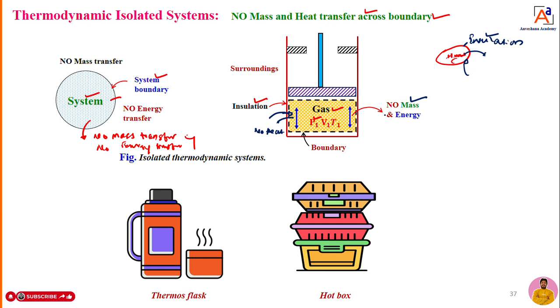So in this isolated system, no mass is transferring and no heat energy is transferring. If that is so, that system we can call an isolated system. In simple terms, in an isolated system no mass and energy transfer takes place. Examples or applications you can see now. Thermoflask is the best example of an isolated system.